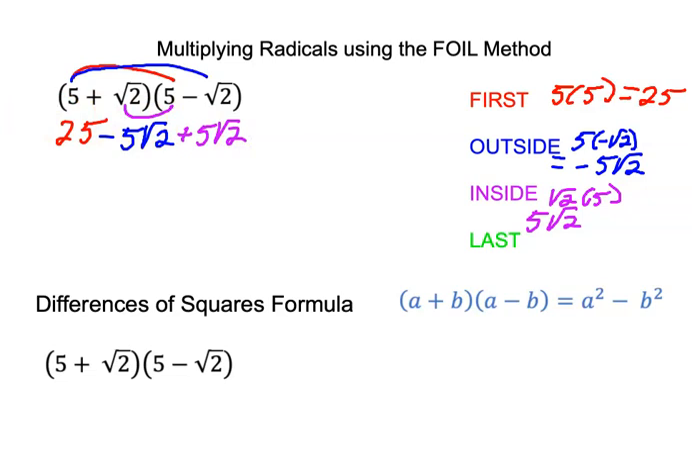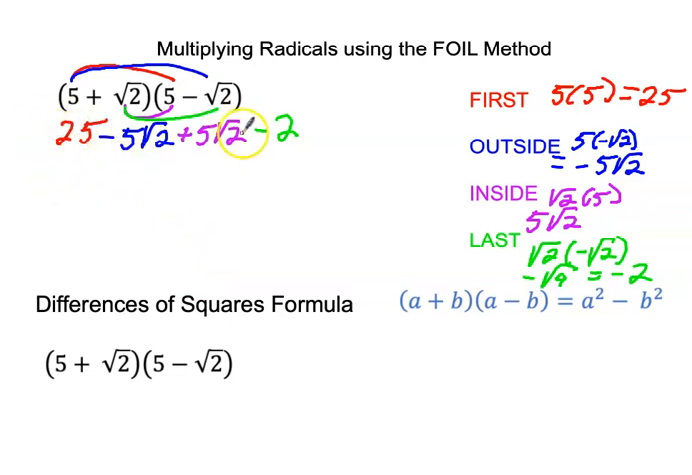And then the last term is gonna be square root of 2 times negative square root of 2. So we have square root of 2 times negative square root of 2, which is gonna be negative square root of 2 times square root of 2, which is negative square root of 4, which is negative 2, okay? Now, keep in mind, this is not square root of negative 4. This is negative square root of 4, okay? So it's negative 2.